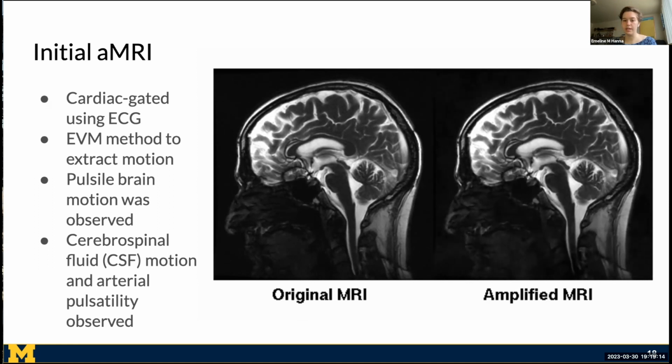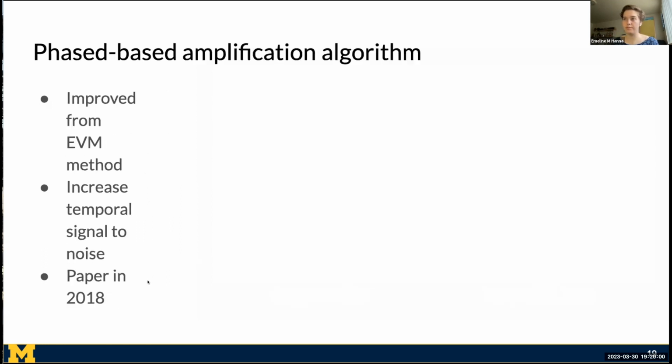So one thing is that it improved the visualization from phase-based contrast MRI, which was a tool that was being used before to look at brain blood flow. And it has a higher temporal resolution. So it's definitely an improvement from what came before it. And this initial proposal was very exciting and novel. But soon they found that a better motion magnification method could improve these results even more.